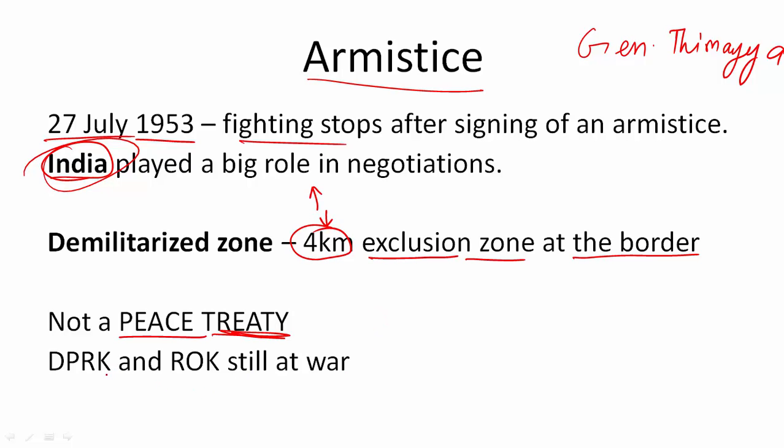But there was no final agreement reached ever, and up till now, even after almost 65 years, this war is officially still going on. So the Democratic People's Republic of Korea, this is North Korea, and the Republic of Korea, that is South Korea, are officially still at war. So it is also said that this is the longest running conflict of the modern age.